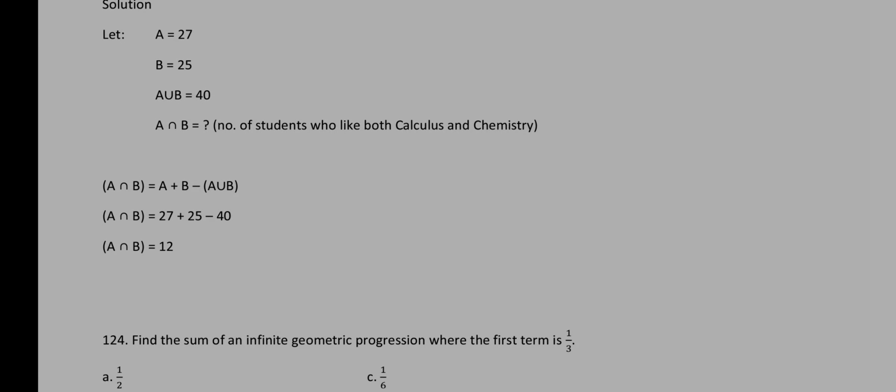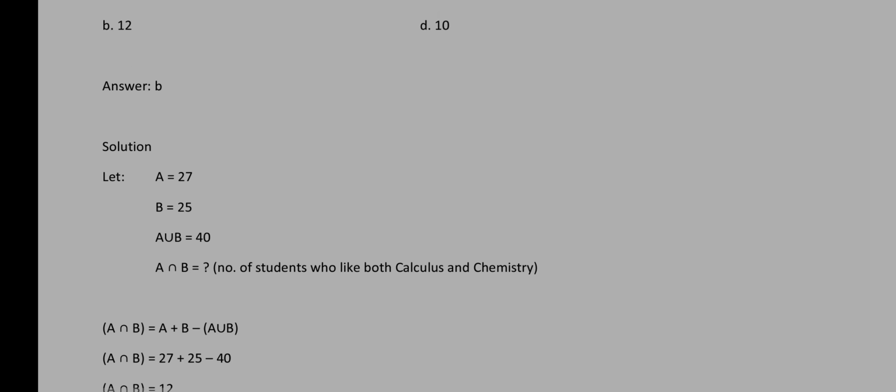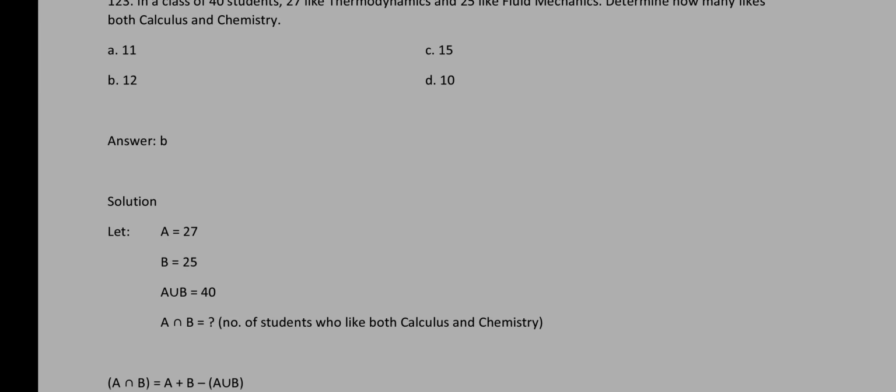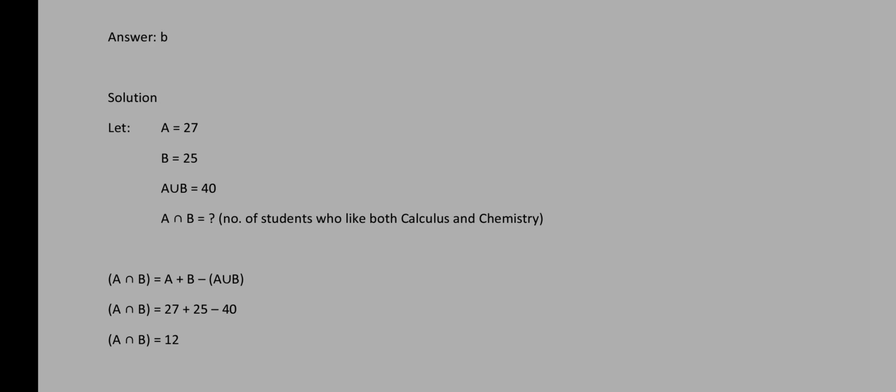Okay? So A intersection B is equal to A plus B minus A union B. A intersection B is equal to 27 plus 25 minus 40. Therefore, A intersection B is 12. So, that is the question, the answer, and the solution. This often appears in the board exam.